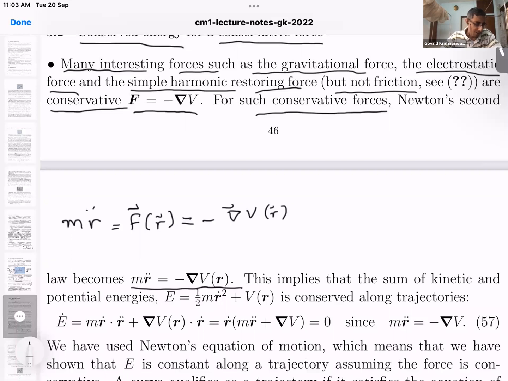Depends what you mean by the converse. I mean, if the work done depends only on the endpoints, then I don't think F will always be of the form minus gradient of V. No, there is such a result you can show, if the work done, not just for one path, but for every path. You need a rather strong assumption. If the work done by the force along every path joining any pair of points in your space depends only on the endpoints, then one can establish that there must be some function of which the force field is a gradient.